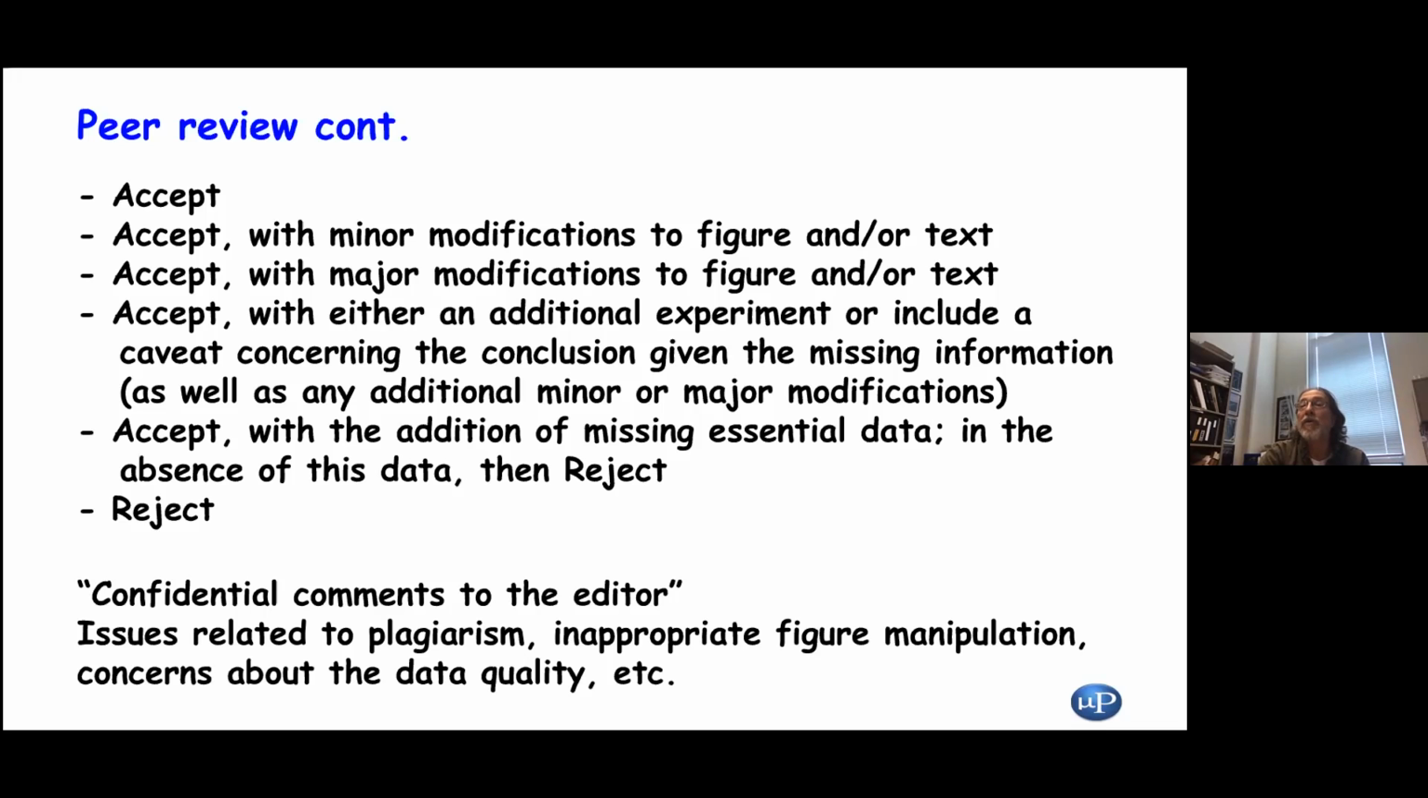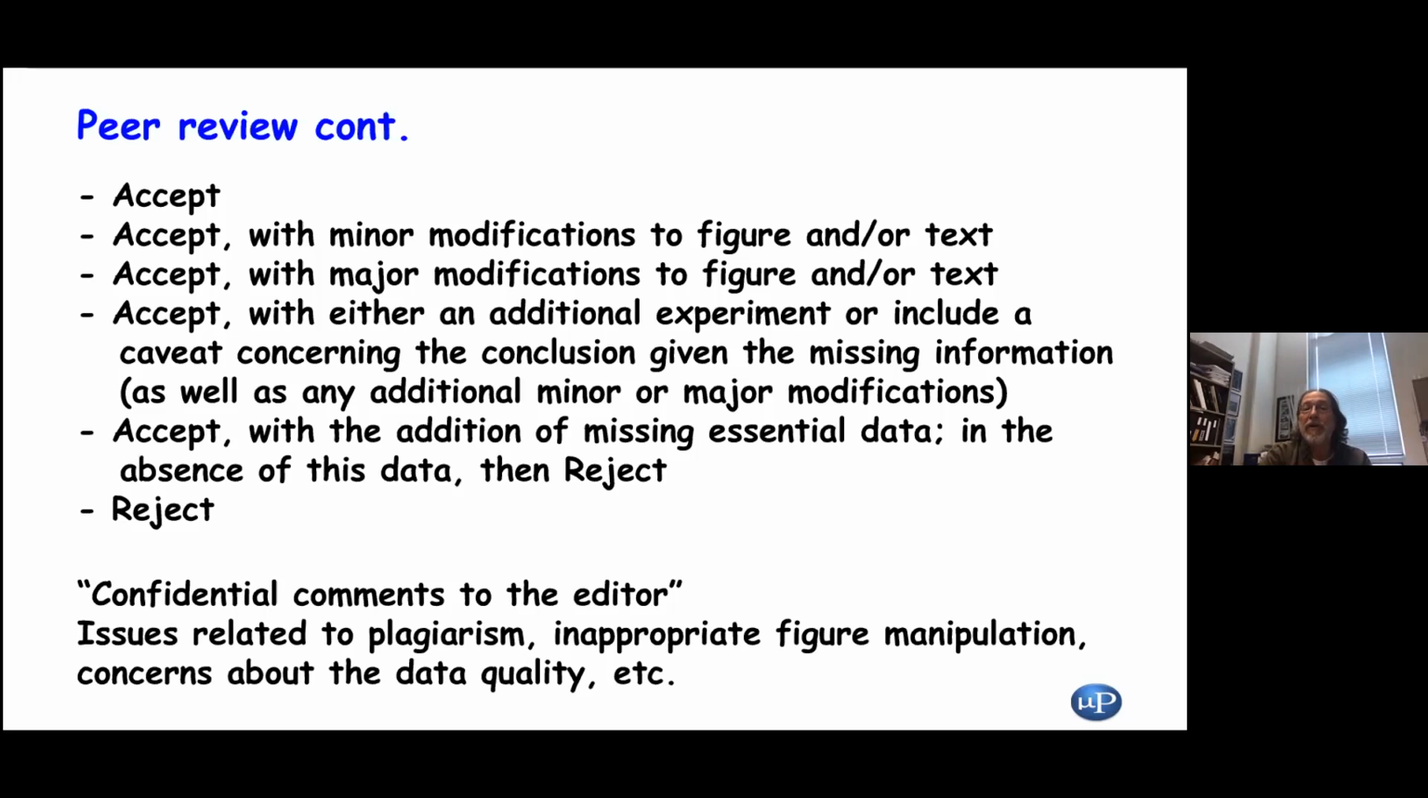The other situation is where there is missing essential data, for example, a control genotype, or a genotype where the authors are making conclusions. And so here the authors either need to provide the data, and oftentimes they actually have the data and they just didn't include it. But if they don't have the data, either the experiment needs to be done, or the paper will be rejected because there's not sufficient information for the community to judge the soundness of the conclusions. And finally, there's just a rejection.